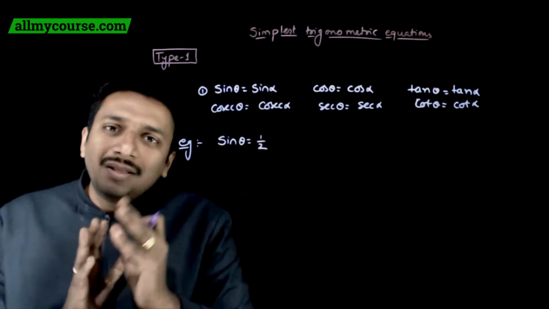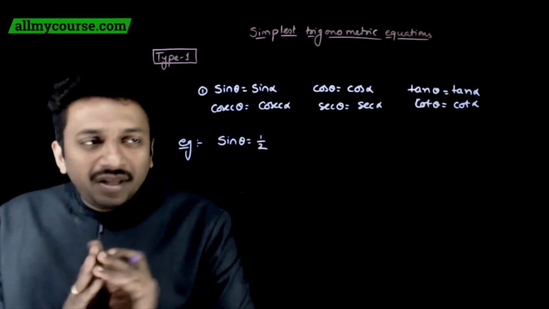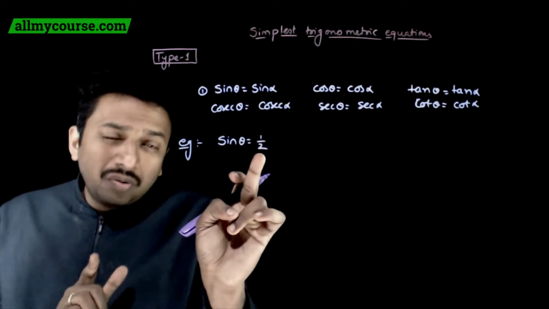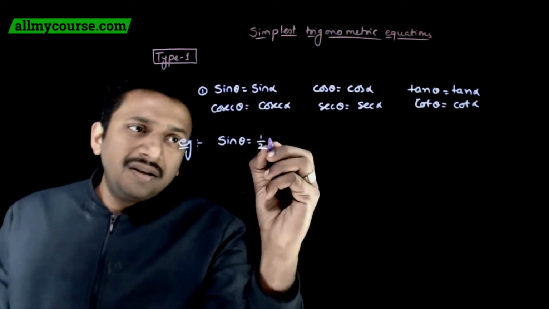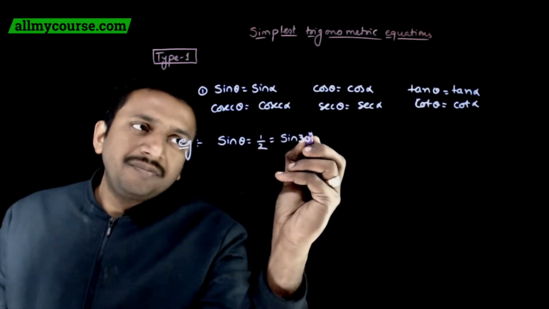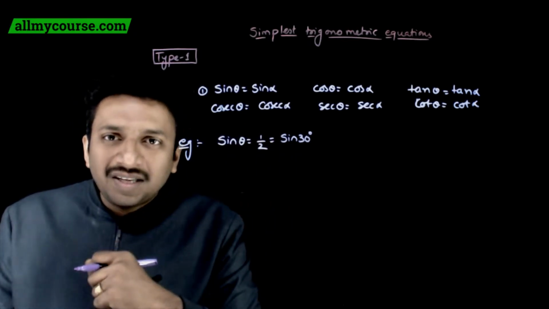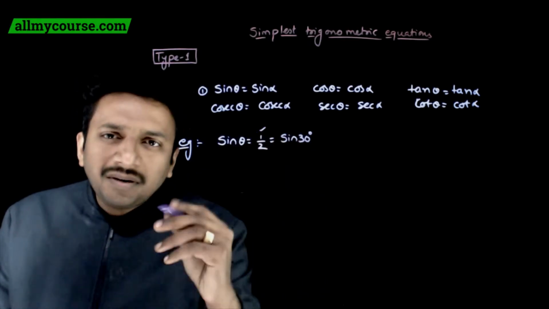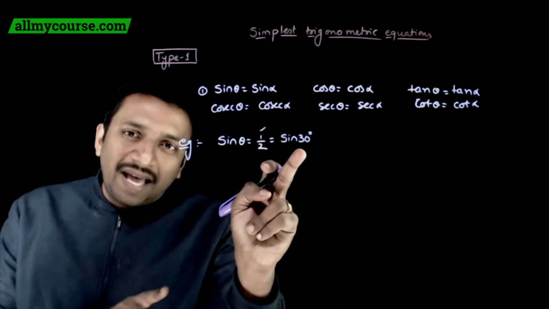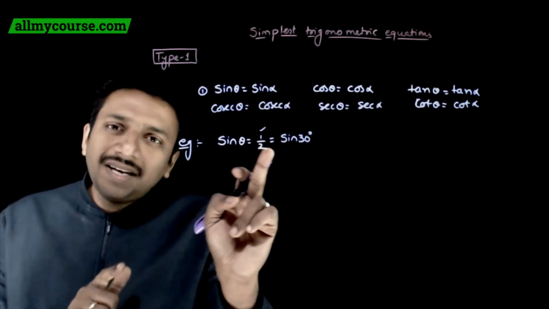How do we solve this trigonometric equation? Sine theta is equal to half, and you know this number half occurs when theta is equal to 30 degrees in the first quadrant, right? Sine theta is equal to sine 30 degrees effectively. Usually you will be given a number. You need to search for this angle from your knowledge of basic trigonometry. So sine theta is equal to sine 30.